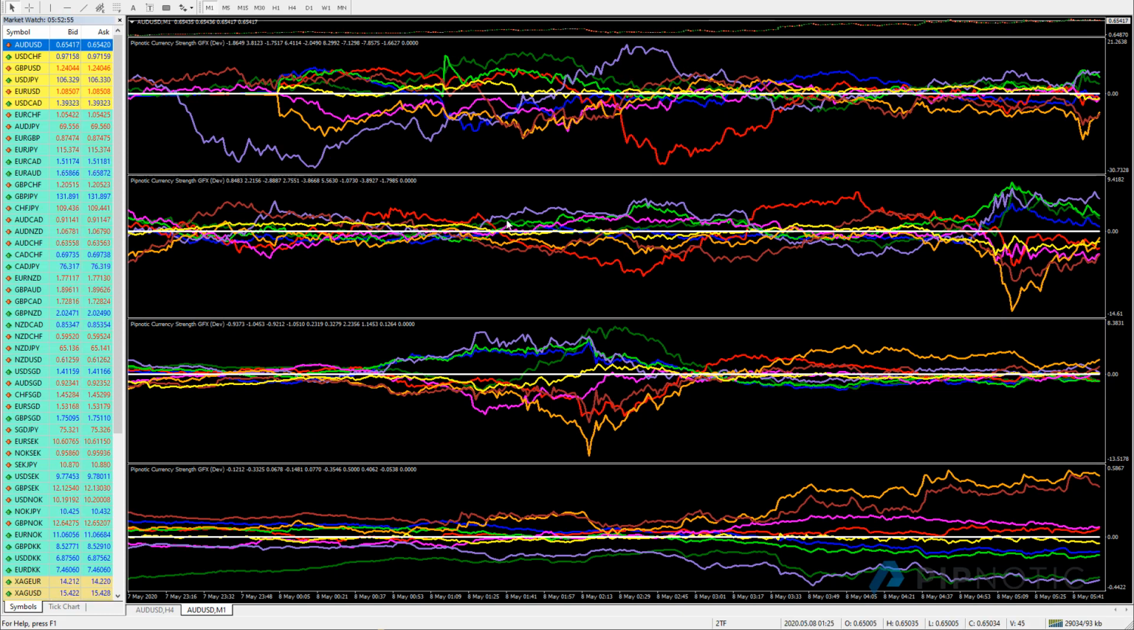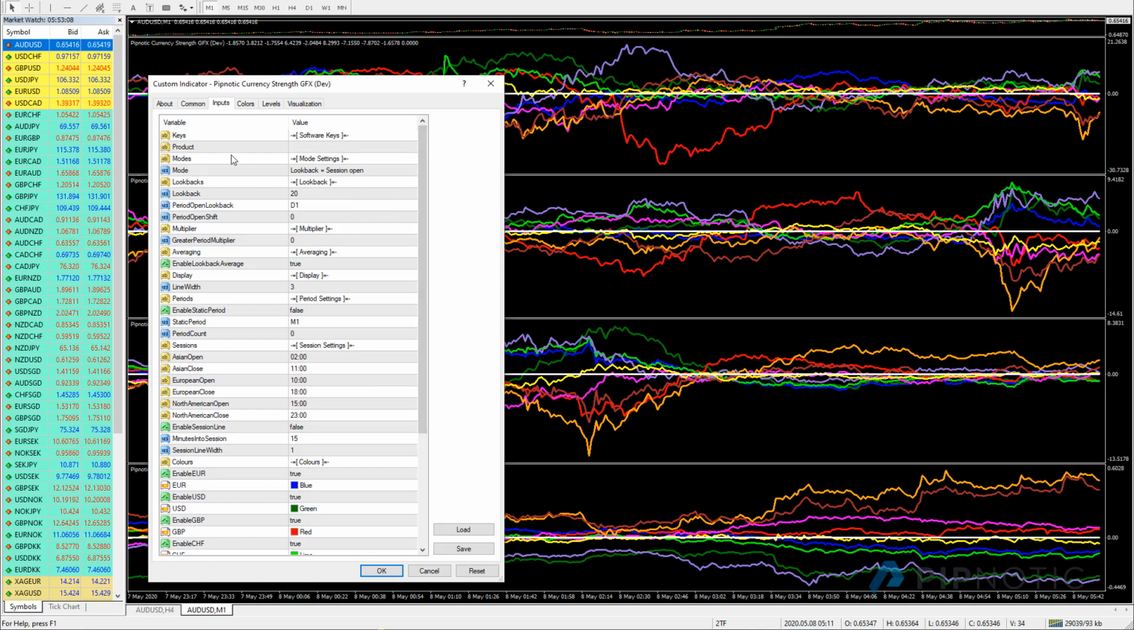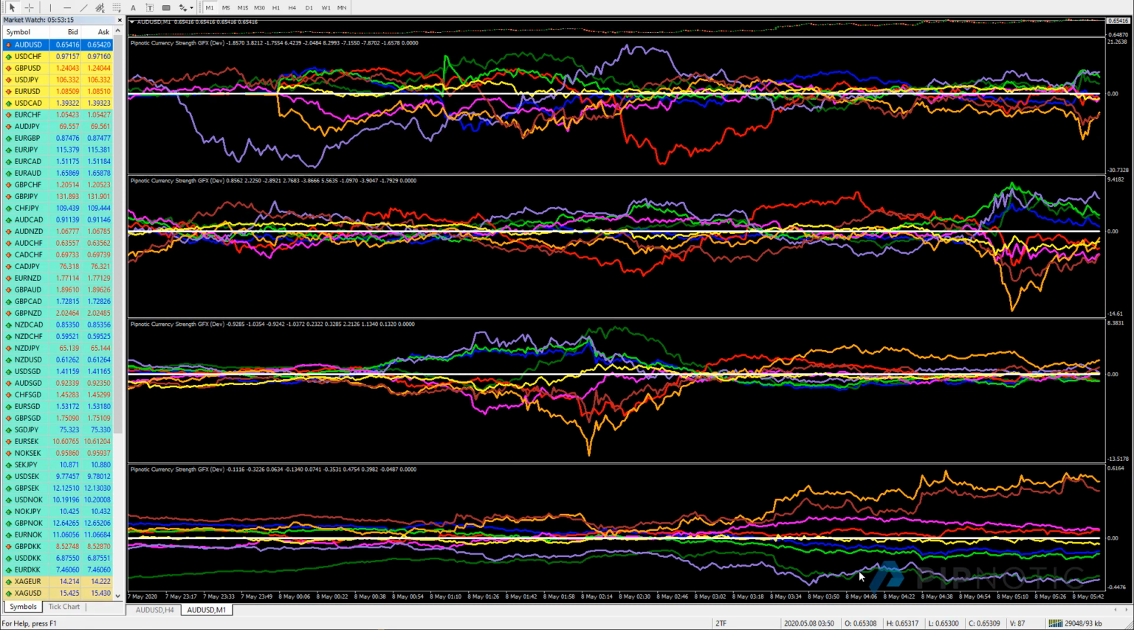Okay, so this is all good. Then we can see the long term, medium term, and the short term. And this down here is just showing us what's going on over the course of the currently active session. So this is a really beautiful way to visualize data, and I love this. What you have to do is set the mode to session open, and that's it. Click OK. Then you can see the development of the currency strengths relative to the open of the current session.